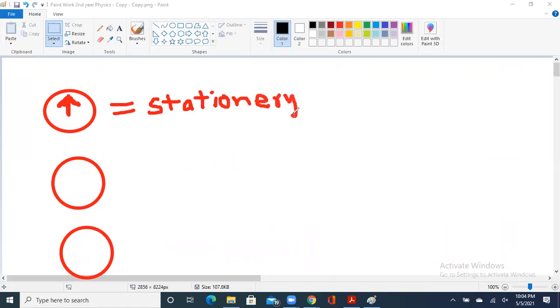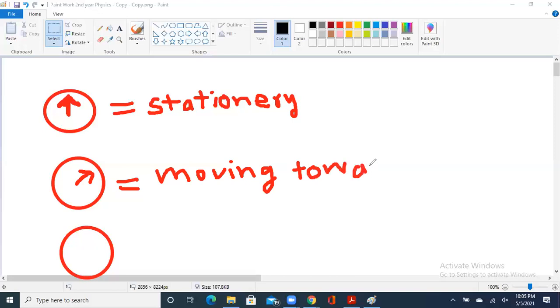Stationary magnet. Now, if the magnet is moving towards the galvanometer, then it is showing oblique rightwards. So the arrow's direction is right upward when it is moving towards the coil, towards C for coil.